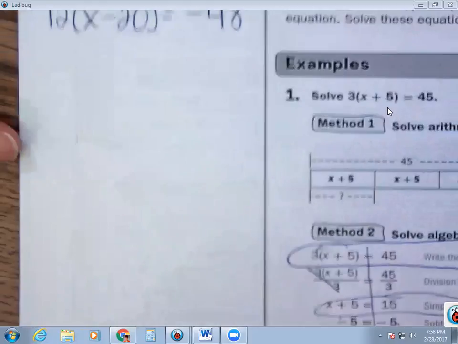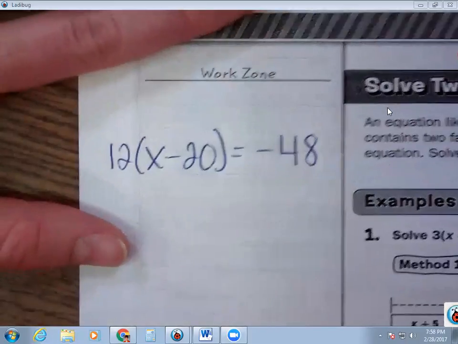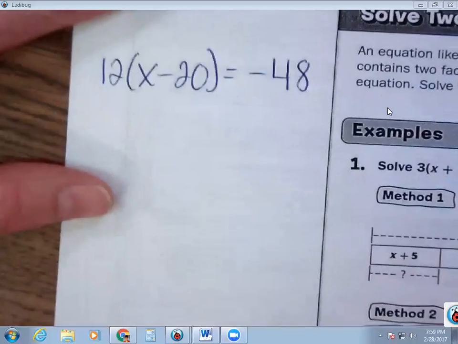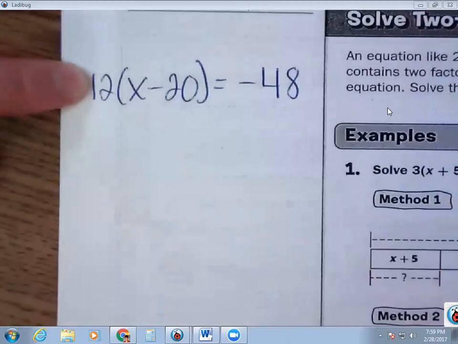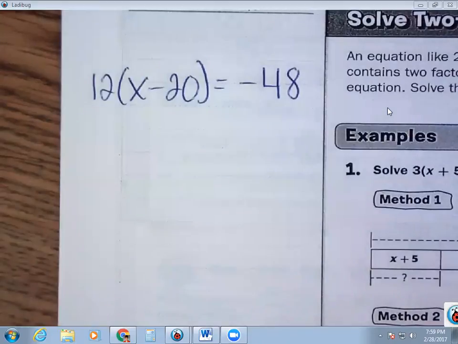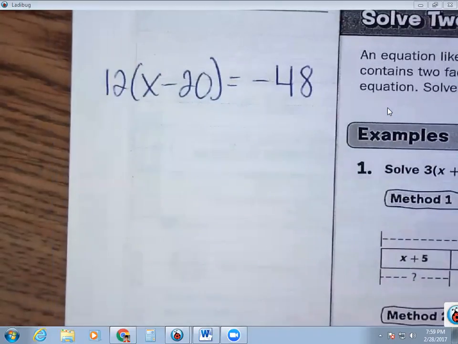All right. Sorry for the sniffles. All right. Please write this one up in your margin. It is 12 times the quantity x minus 20 equals negative 48. Take just another 3 seconds to write that down. 12 times the quantity x minus 20 equals negative 48.